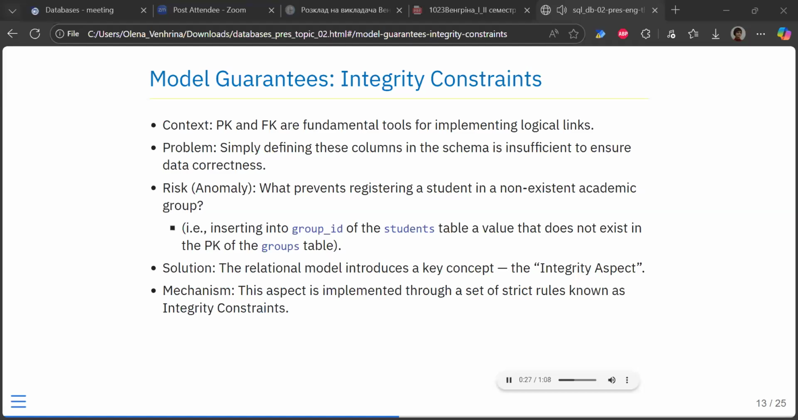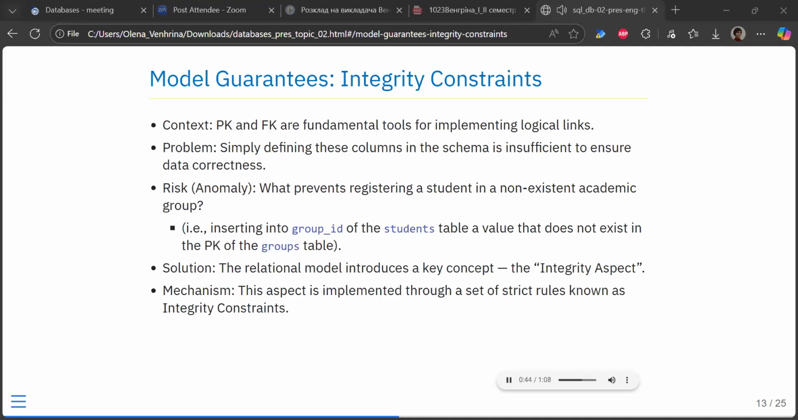Without additional rules, nothing prevents an operator or program from registering a new student and entering the value 99 in their group ID column, while no group with such an ID exists in the groups table. This creates an orphan record and leads to the destruction of data logic.